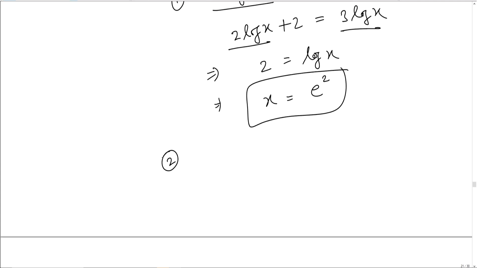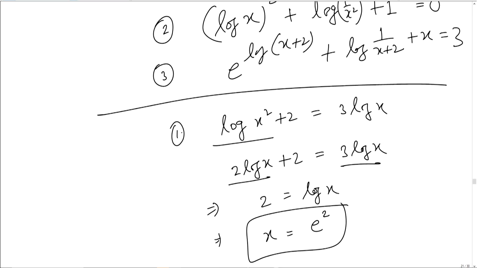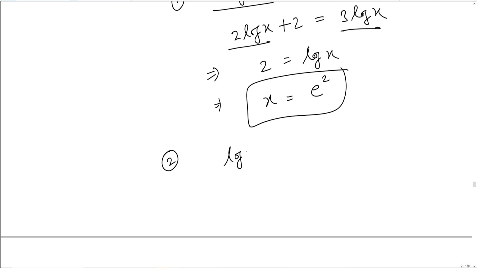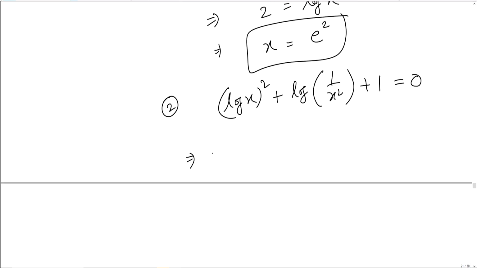Let us try the second one. Now, the second one is slightly tricky. So, you have log x square, the square of the entire thing, log x function. Then you have log of 1 by x square. Then you have plus 1 equals 0. Now, interestingly, you do not know a way how to simplify this. This is a square of the entire thing, not the square of x. If it would have been log x square, you could have written 2 log x, but now this is a square of the entire thing, log x. So, we do not know how to solve this.